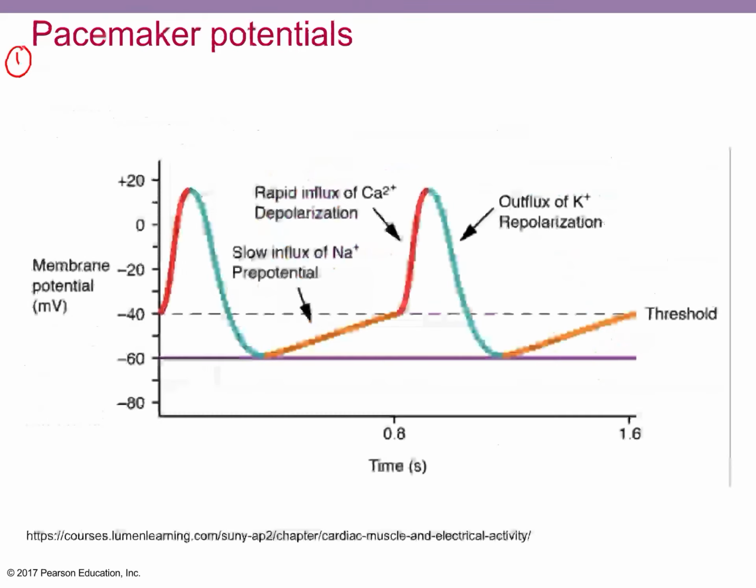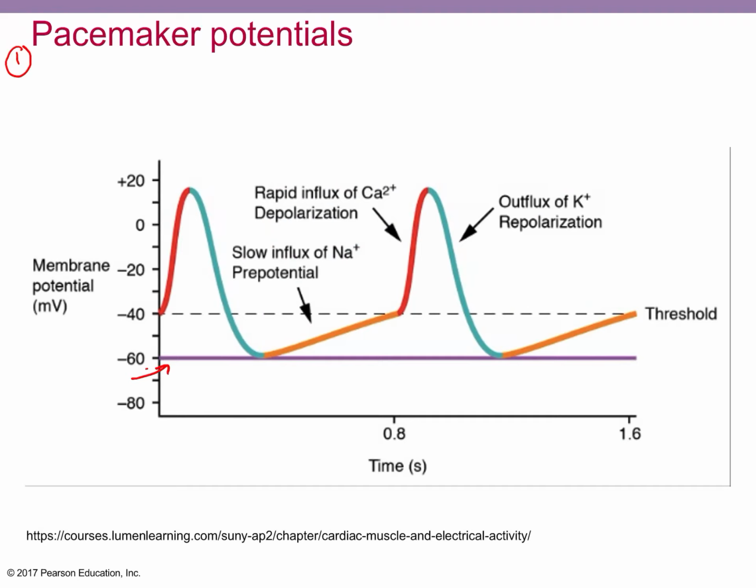So first, let's look at what's happening in our pacemaker potentials. You might be asking yourself, how is it that these pacemaker cells can set their own heartbeat, that they can depolarize on their own? That's what we're going to answer here. Pacemaker cells don't need an external stimulus. They can depolarize on their own, and this is because they have an unstable resting potential. You can see that -60 is our baseline resting potential, but they don't stay there for very long at all.